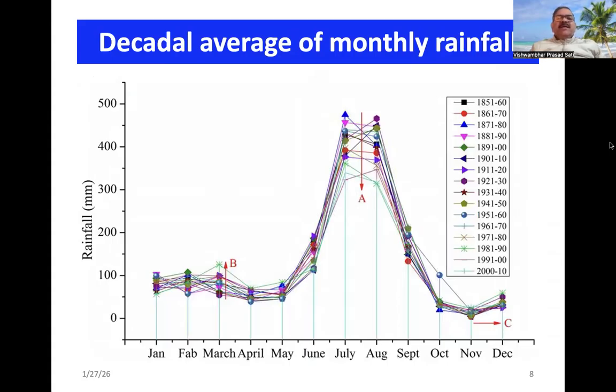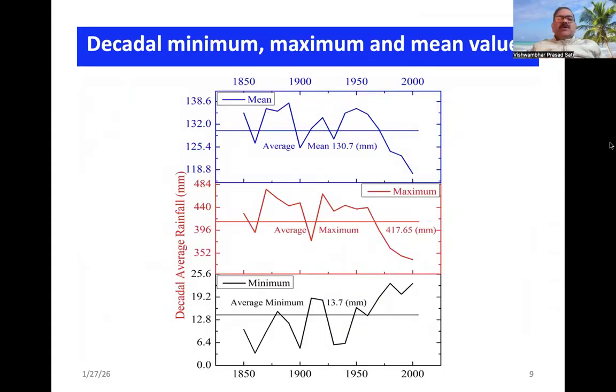In terms of the decadal average of monthly rainfall, high rainfall variability is in March, in July, between July and August, and also in December and in June. So the variability is very, very high, and also it is changing. Sometimes in the dry season it is increasing, and in the rainy season it is decreasing. So that is one of the important issues to be talked about.